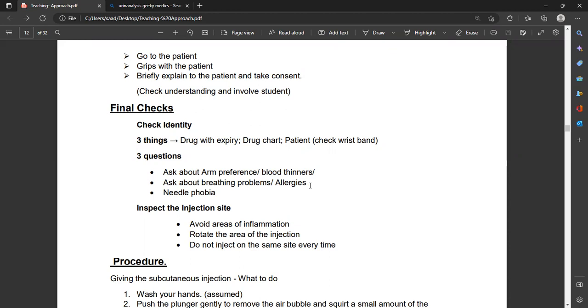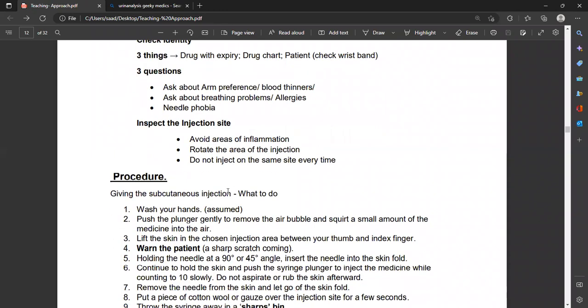Allergies are very important in health settings. If you are in the UK, and doing any other scenario, other than teaching, there are 15 more scenarios. Allergies are very important. You have to ask about allergies at every cost, because it's more common in the UK system. And do you have any needle phobias? You have to ask these three questions. Three things: drug with expiry, drug chart, and patient identity with the wristband. And three questions: any arm preference, breathing problems, and needle phobias.